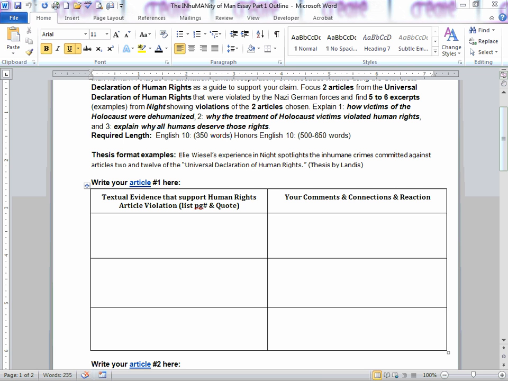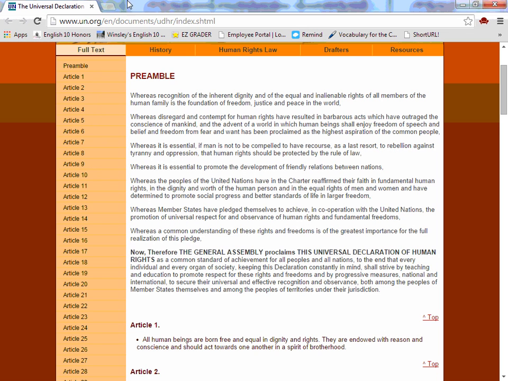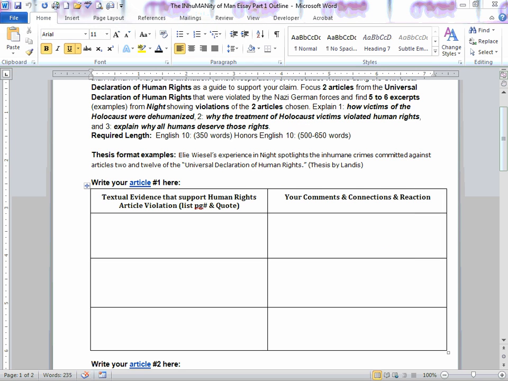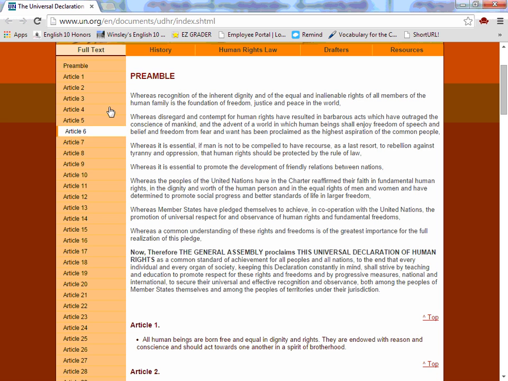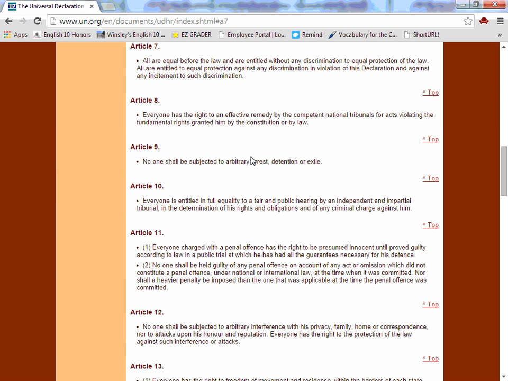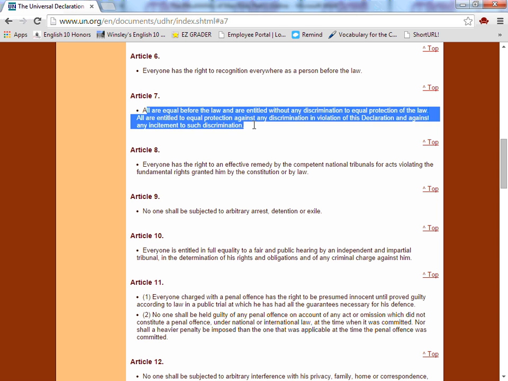All right, so let's get cracking. Now, this hyperlink right here will take you to this web page. And I have a digital copy of the outline online. All right, so the first step is for us to choose an article. So for this example's sake, I'm going to choose Article 7. All are equal before the law and are entitled without any discrimination. So I have Article 7 right here.